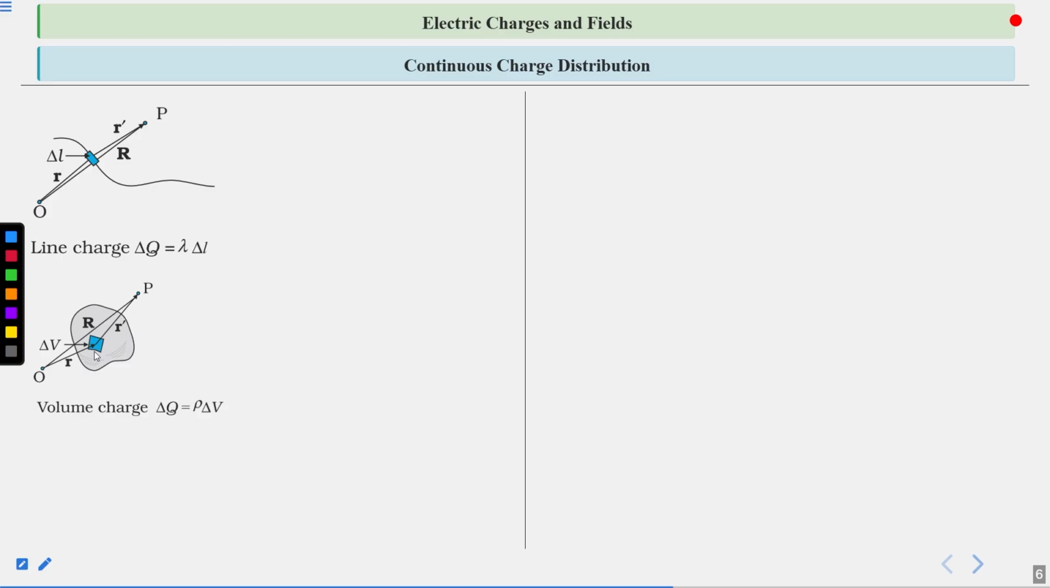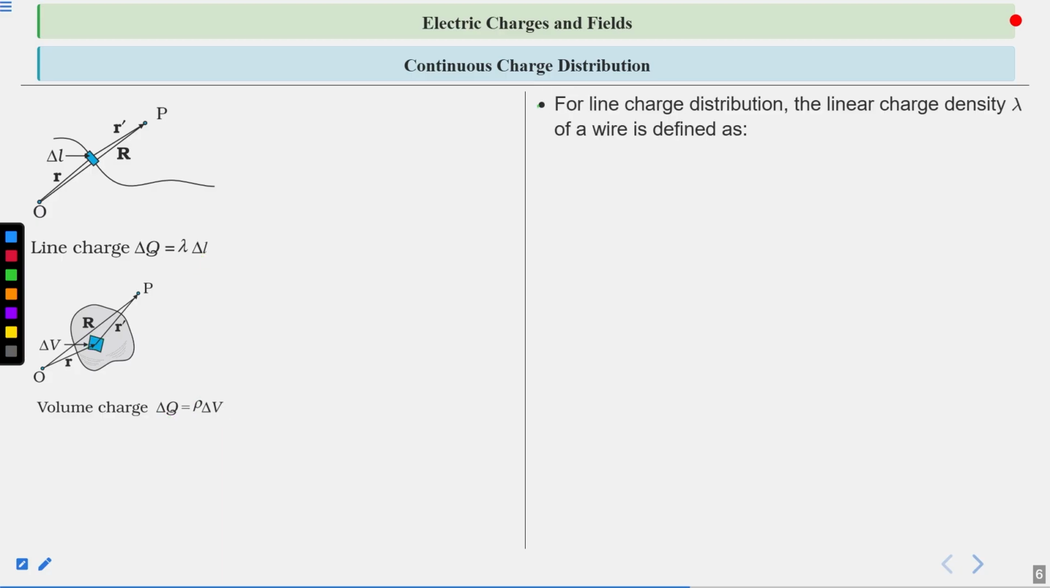So how much charge is contained by the volume element delta V? That is delta Q equal to rho times delta V. And if we talk about the linear charge, that is lambda times delta L. I repeat, this is very important for the exam.